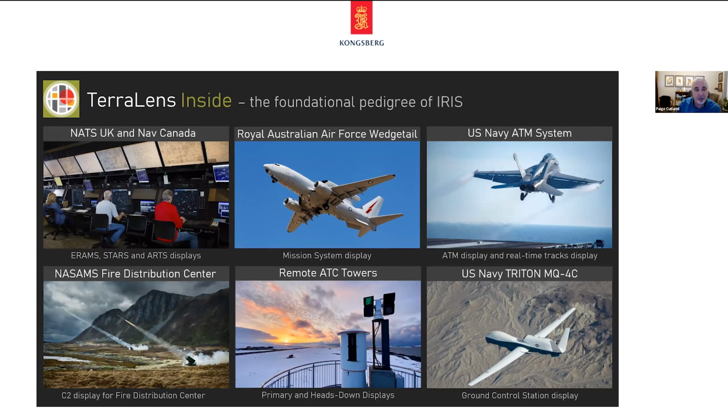And that, going sort of clockwise here, is used by air traffic navigation service providers like Nav Canada, which uses TerraLens in all of their terminal and en route displays. It's used in the back of the Royal Australian Air Force Wedgetail and other Wedgetail clients, so that radar display in the back of the aircraft that's looking out over the horizon and seeing thousands of tracks at once. TerraLens is used in the US Navy Air Traffic Management System. It's used in the control station for the Triton and NATO AGS Global Hawk systems, and it's used in the remote air traffic control tower programs by our parent in Norway.